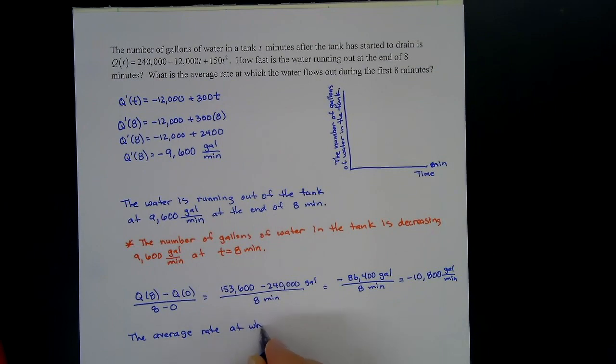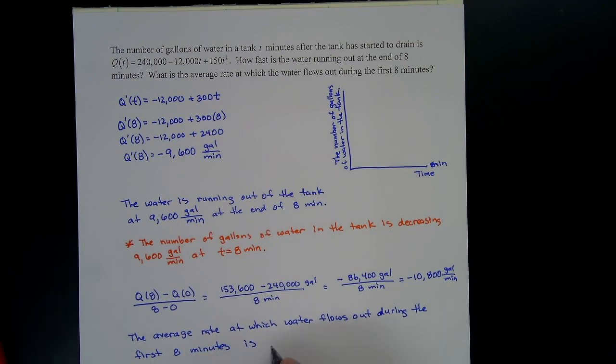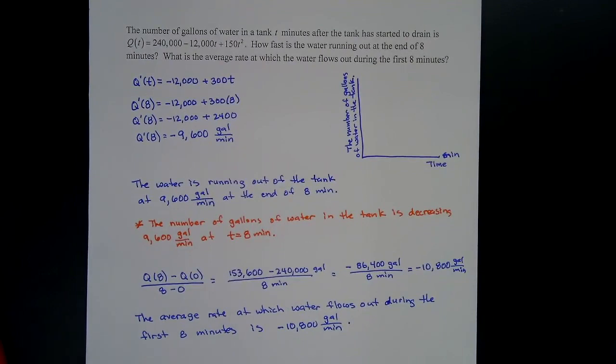Okay, so the average rate at which water flows out during the first 8 minutes, you could just rephrase this, is negative 10,800 gallons per minute. Okay? And that's how you'd answer this question. And you have a similar question on your homework like this, okay? All right, let's go to the last problem.